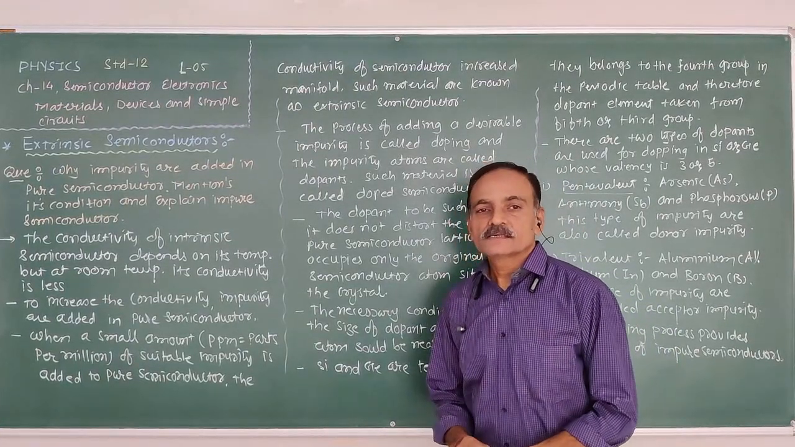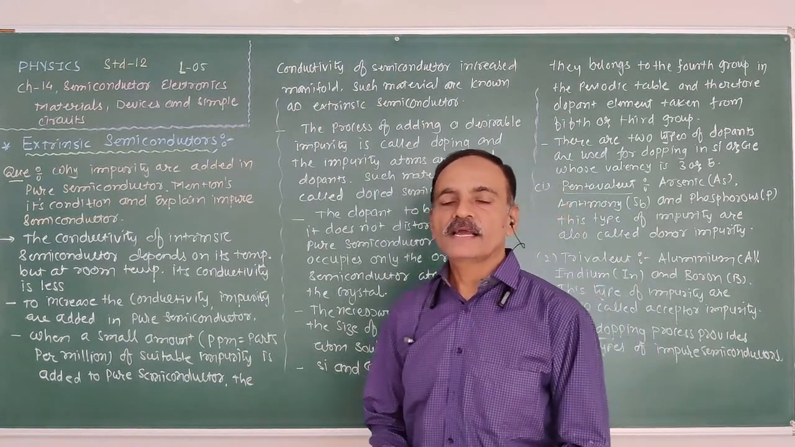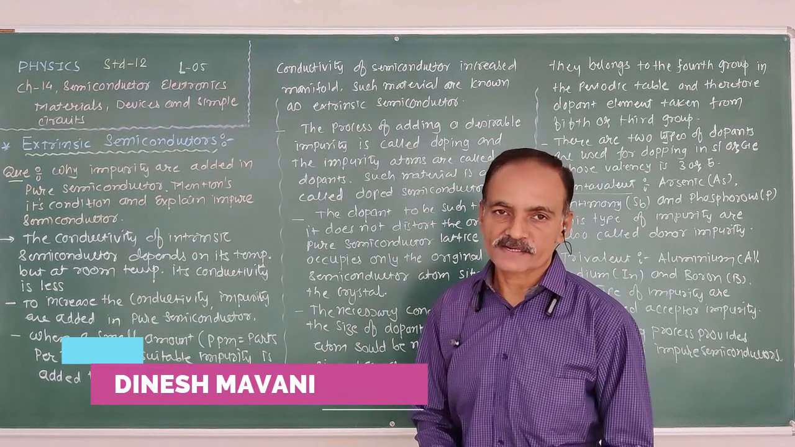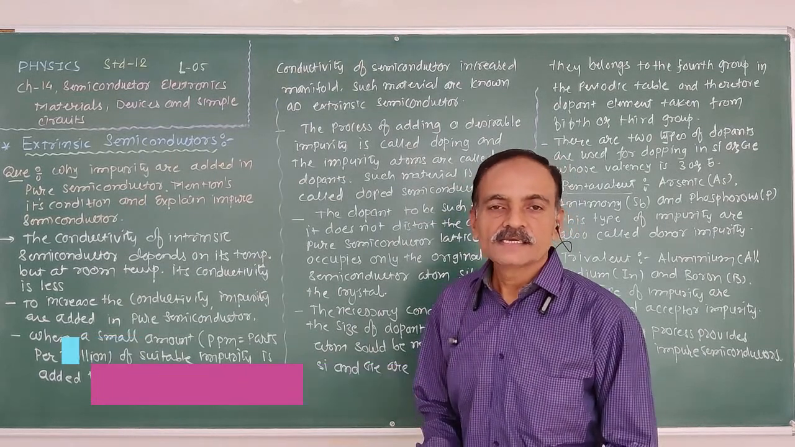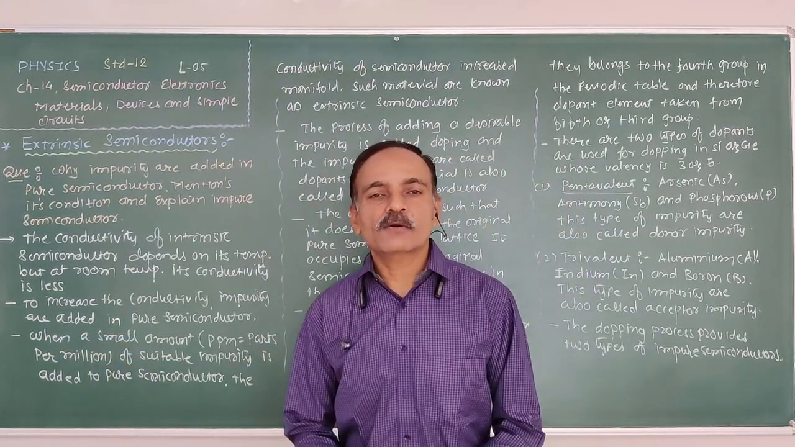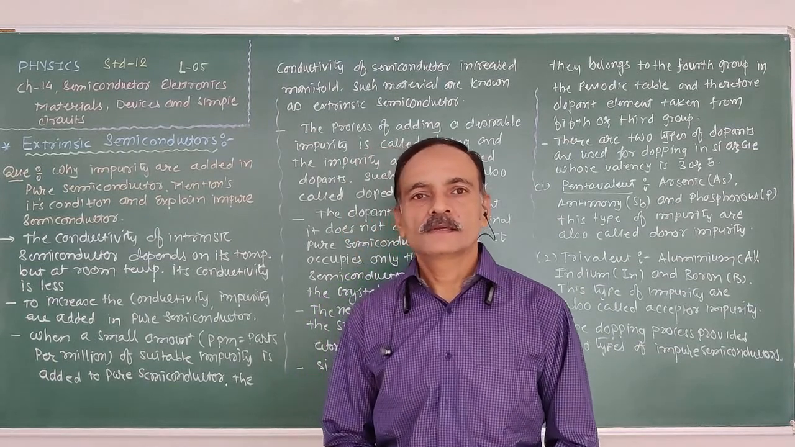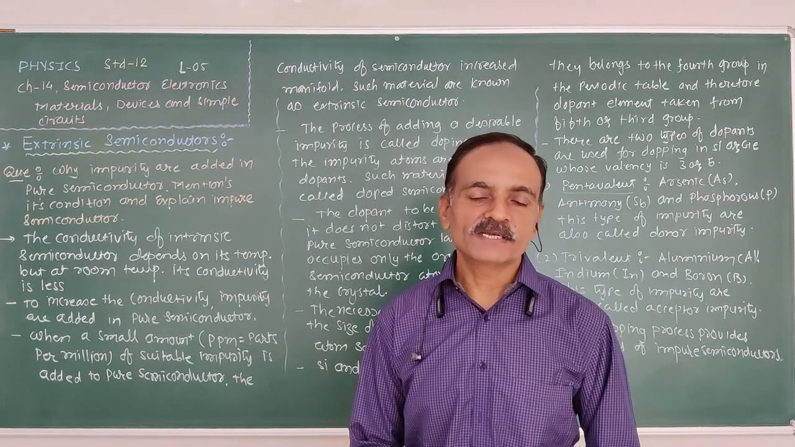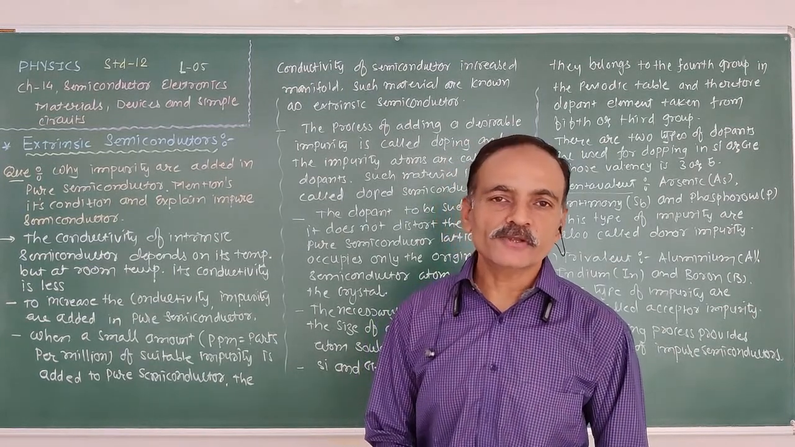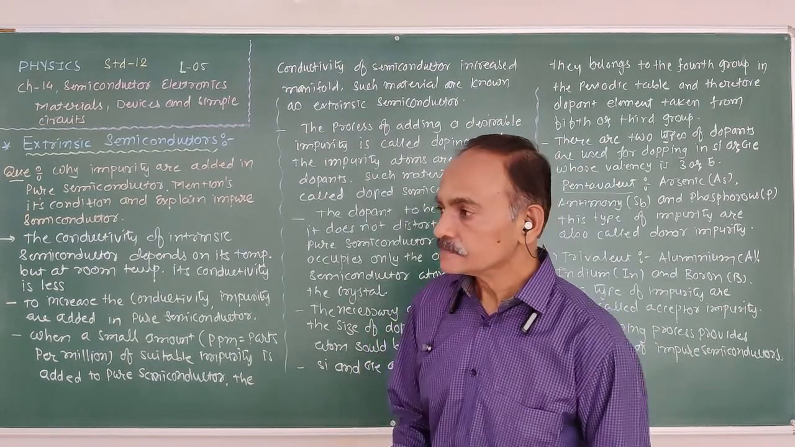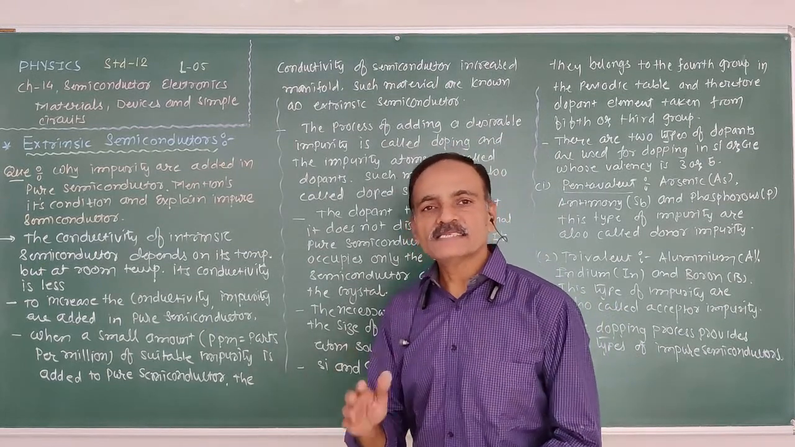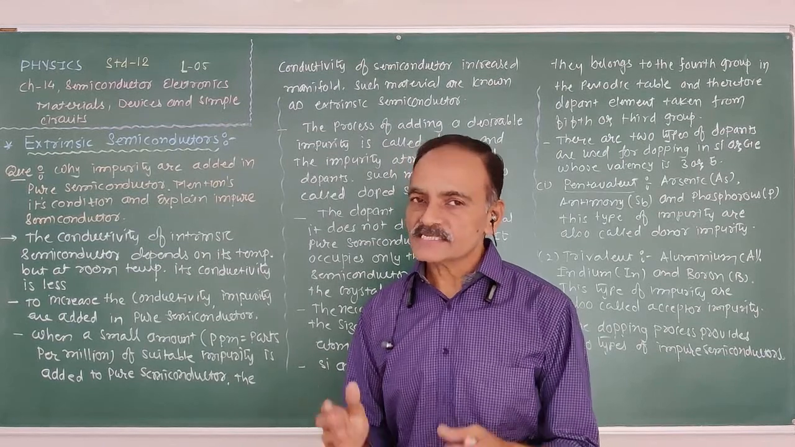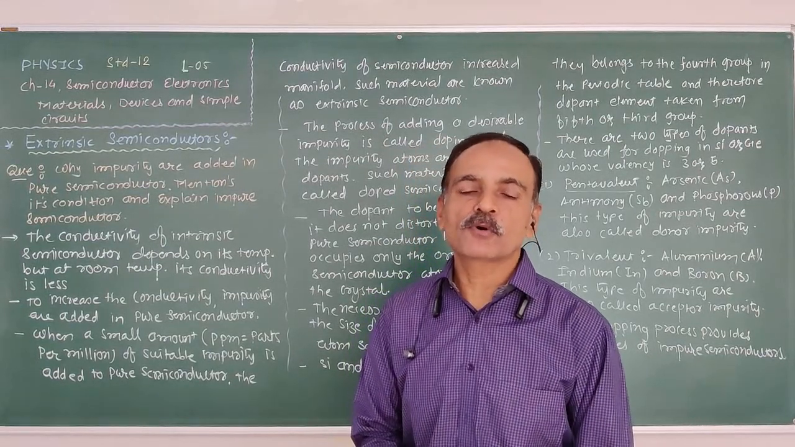Good morning friends. Already we discussed the intrinsic semiconductor, that means the pure semiconductor. Right? The pure semiconductors are silicon and germanium. In a pure semiconductor, at 0 Kelvin temperature, that means at absolute temperature, all the valence electrons are bound in covalent bonds, because silicon and germanium possess 4 valence electrons.